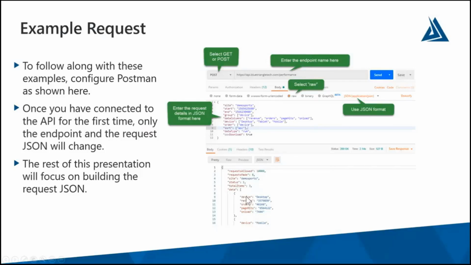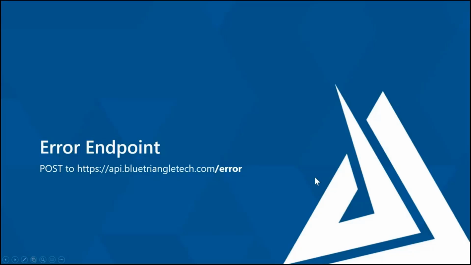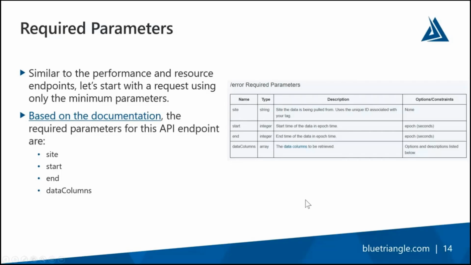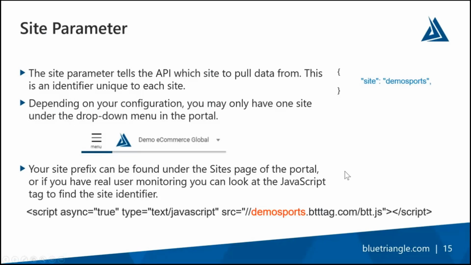All right, so let's talk about the error endpoint. What are the required parameters? Very similar to the performance and resource endpoints, we're going to build a little demo request here with just the required parameters. Based on the documentation, that is site, start, end, and data columns. I'm going to quickly go through what each of these are right now.